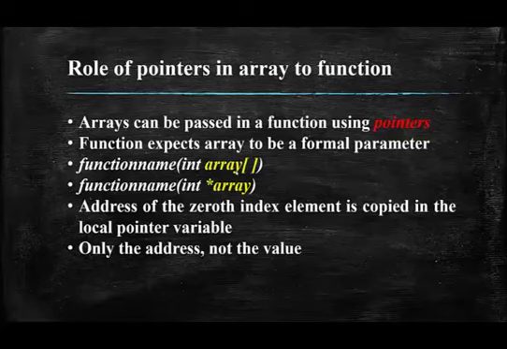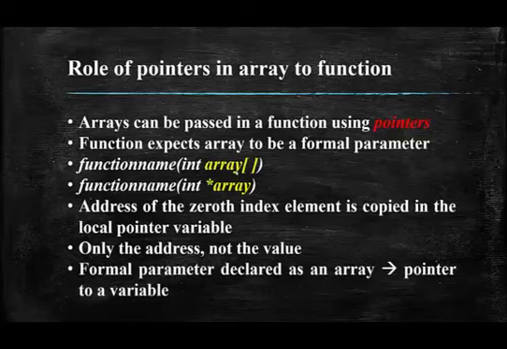Okay, so the formal parameter is declared as an array, which is nothing but a pointer to a variable. During the function call, you will be passing the original array that you have created, and what happens in the function definition is that a parameter is created, which is a pointer variable pointing to the address of the first element present in the array.